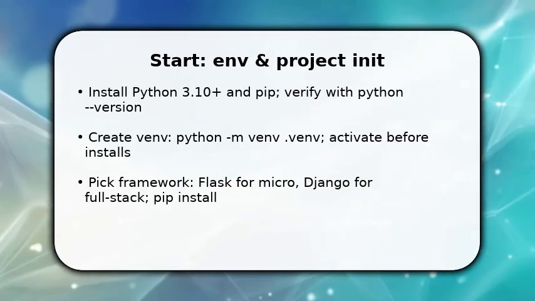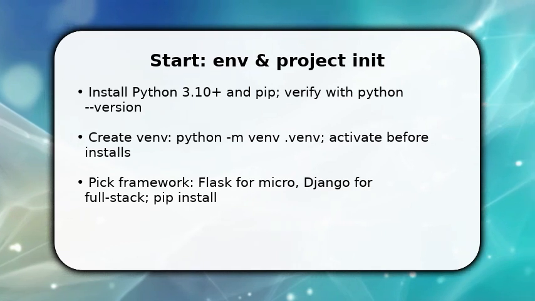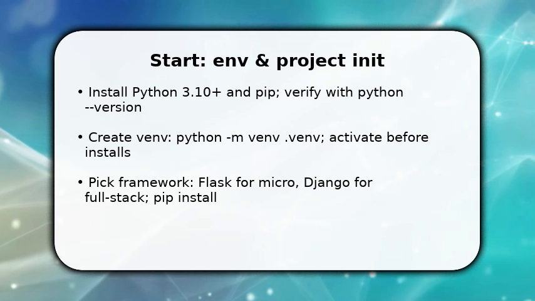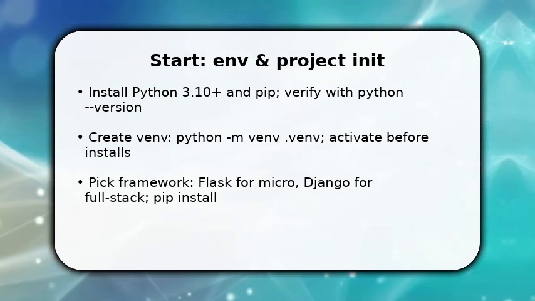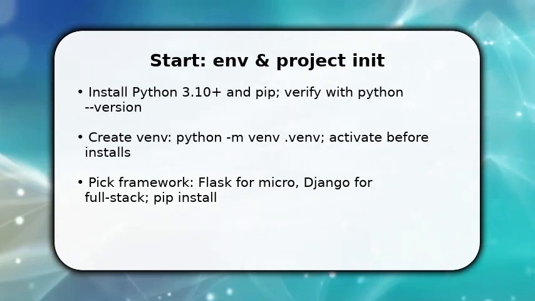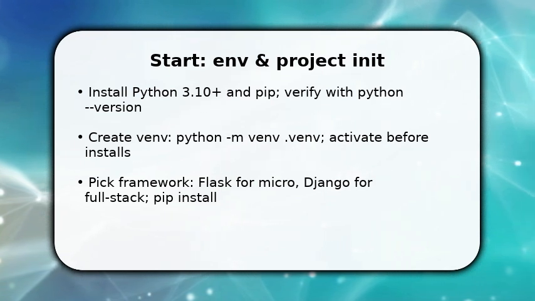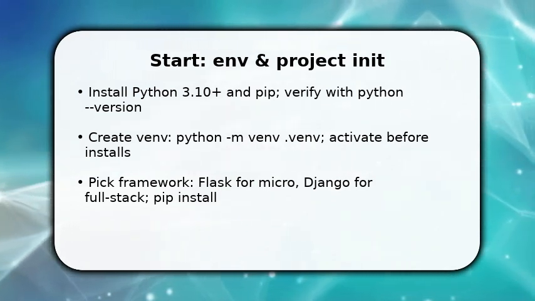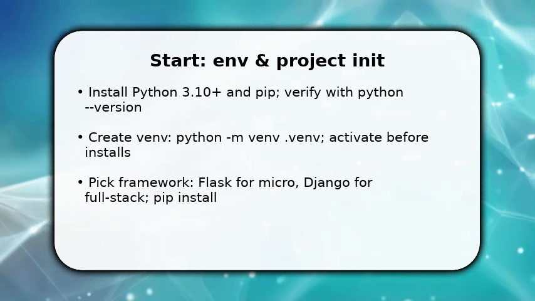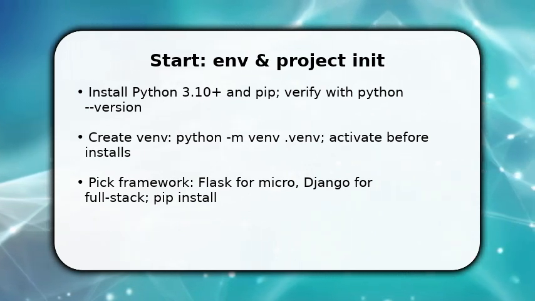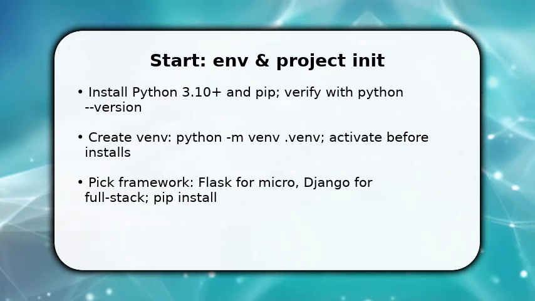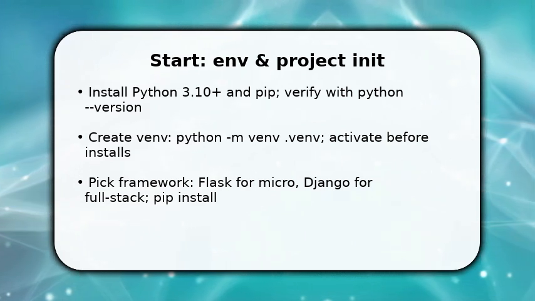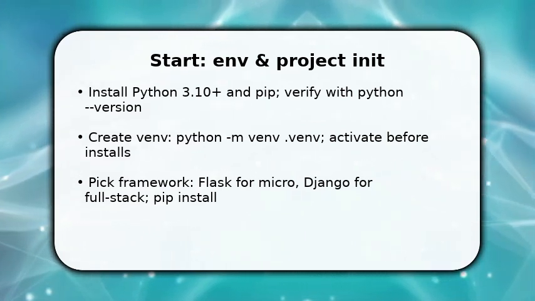You begin by preparing a solid environment. Install Python 3.10 or newer and confirm the Python version, then create a virtual environment and activate it so dependencies stay isolated. Once done, pick a framework, Flask for minimal apps or Django for batteries-included projects, and pip install the package. Initialize a Git repo and add a simple README. This gives you version control immediately. Make sure to run the dev server right away to confirm the basic setup works before adding features.